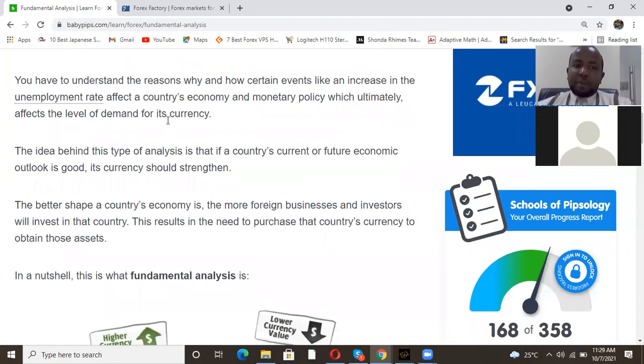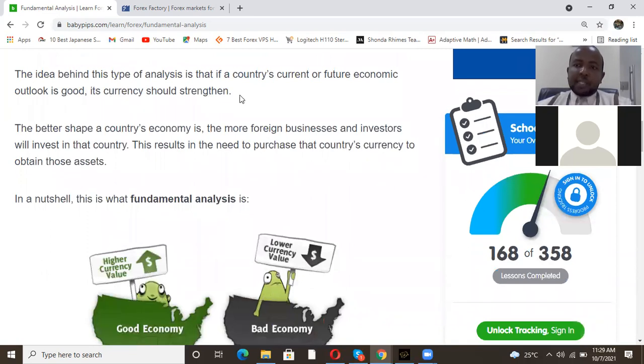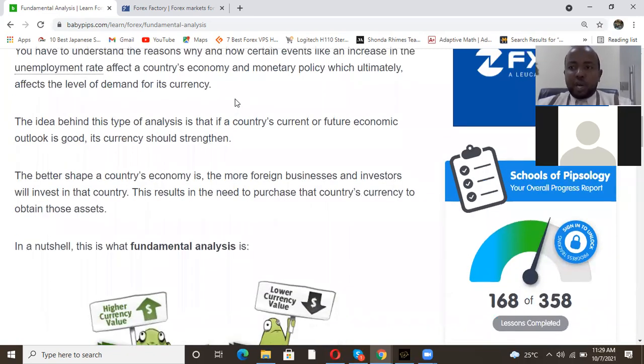So the idea behind this type of analysis is that if a country's current or future economic outlook is good, the currency should be strengthening. If our country is doing well, more people have jobs and, of course, more people have money to spend every month. So that means the currency should be looking to strengthen. The better shape a country's economy is in, the more foreign businesses and investors will invest. If the country is doing very well, there are more FDIs, which we usually call foreign direct investments. This results in the need to purchase that country's currency to obtain those assets.